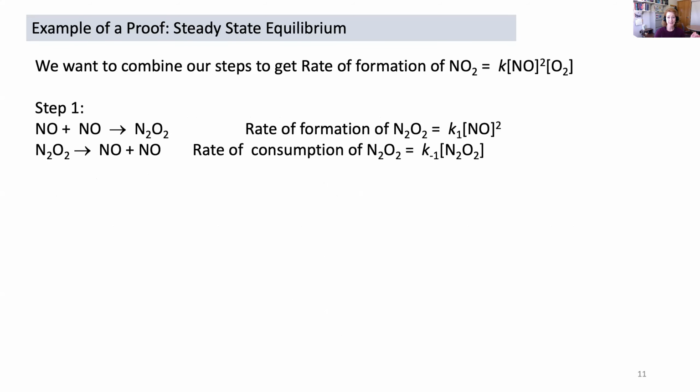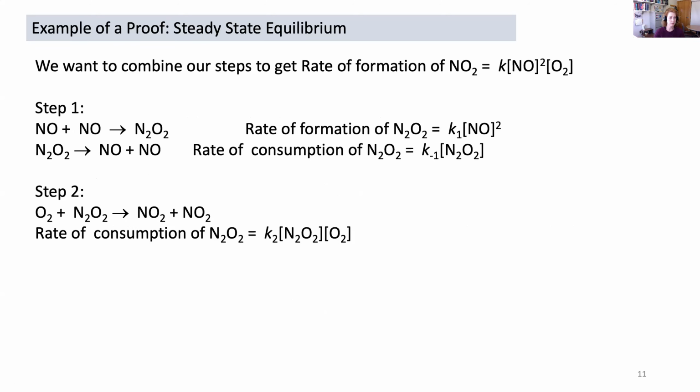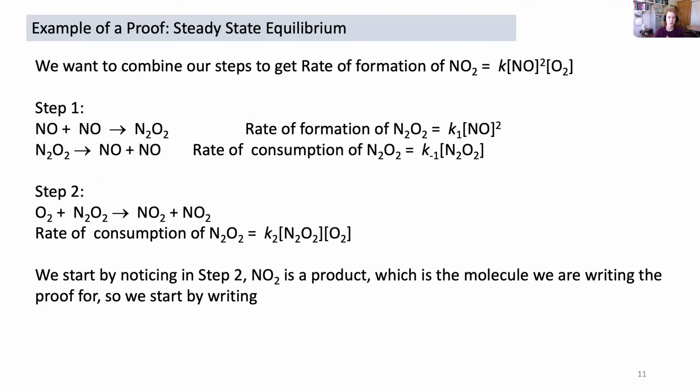So we're going to combine step 1 and step 2 to get our rate of formation for our mechanistic proof. And so this is the steady state equilibrium approach. Again, I've got these 2 NO molecules dimerizing. This is the reverse of that because it's a fast step. This is my second step, which is slow, so this is just the forward of that. So here's step 2.